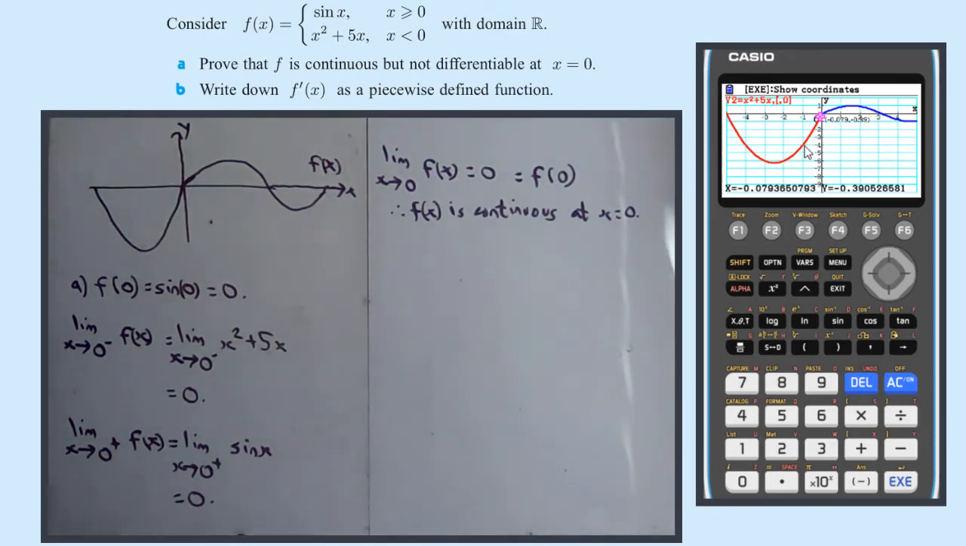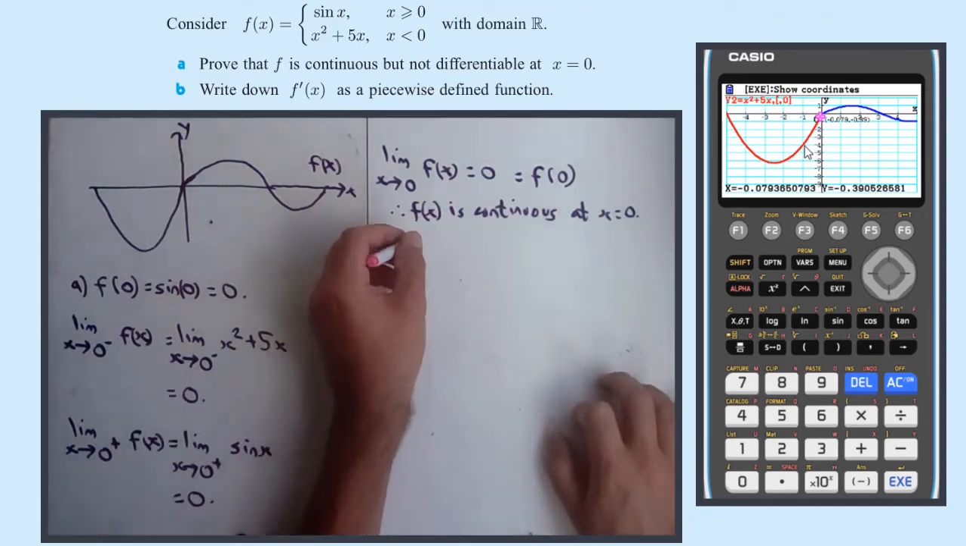Right, now we need to show that it's not differentiable. So basically, we need to think, well, to be differentiable, you have to be continuous. So it already is. It's met one criterion, at least. But then we need to consider the limit as x approaches 0 of f dashed x in both directions. And if you look at part B, it does ask us to write f dashed x as a piecewise defined function. But actually, I'm just thinking about it, it's probably quite useful to have that piecewise defined function before we do this bit. So I'm going to write that down now.